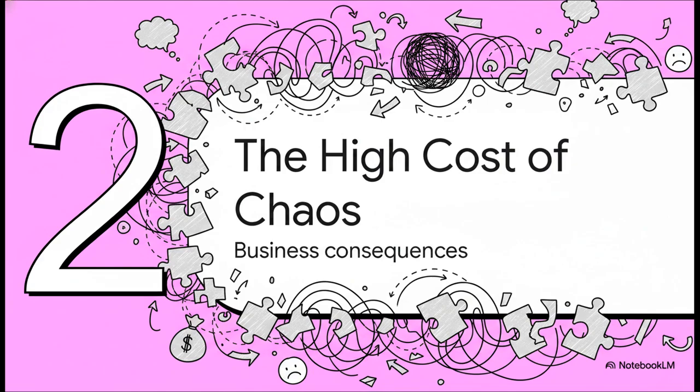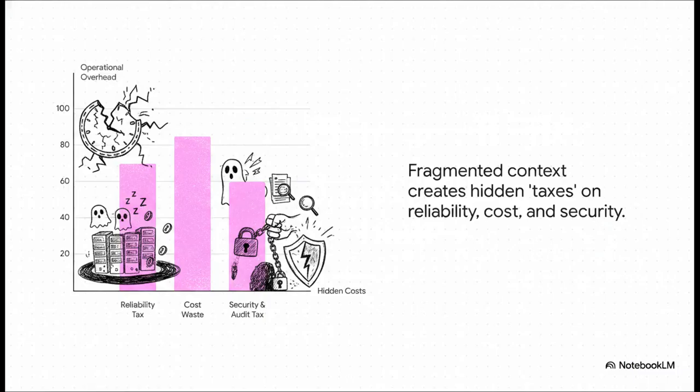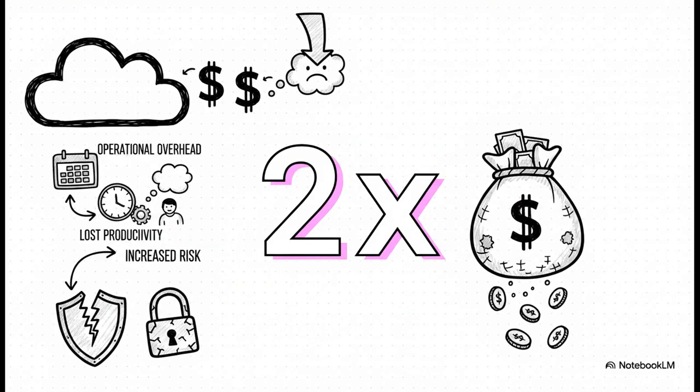Let's talk about the high cost of this chaos, because all those fragmented puzzle pieces, they have real, very expensive consequences for the business. Now, what's really interesting here is how this visualizes all the hidden costs. You're paying what you could call a reliability tax in all those wasted hours during incidents. You're paying for cost waste on zombie resources that nobody feels confident enough to delete. And you're paying a security and audit tax in all that manual, time-consuming effort just to prove compliance or contain a breach.